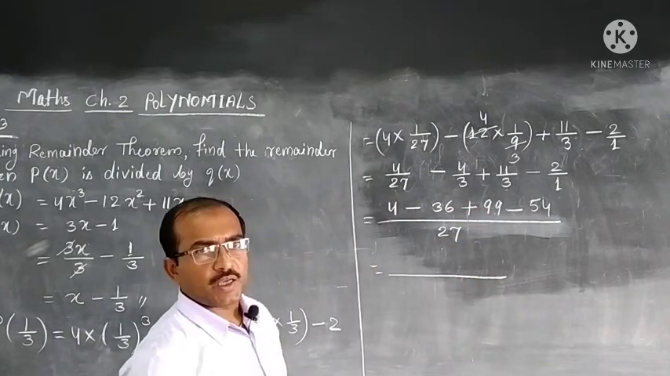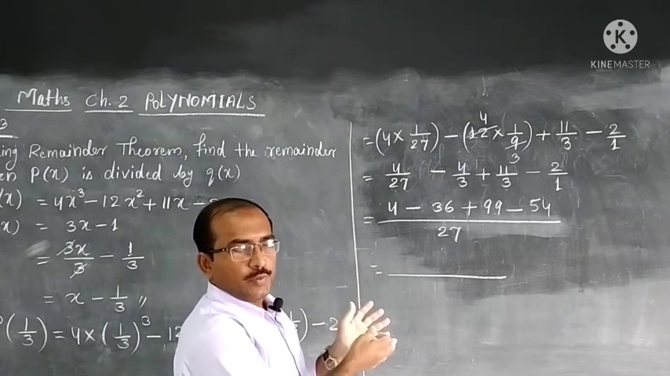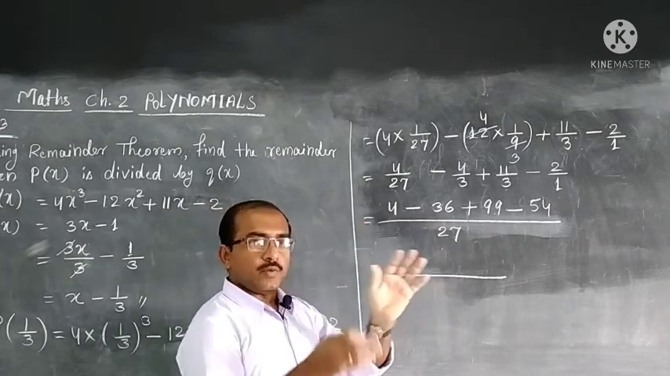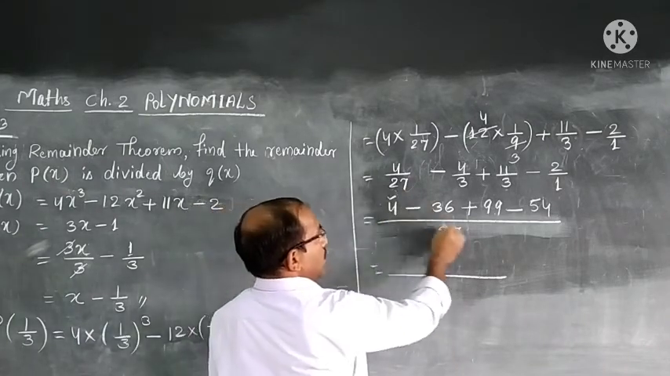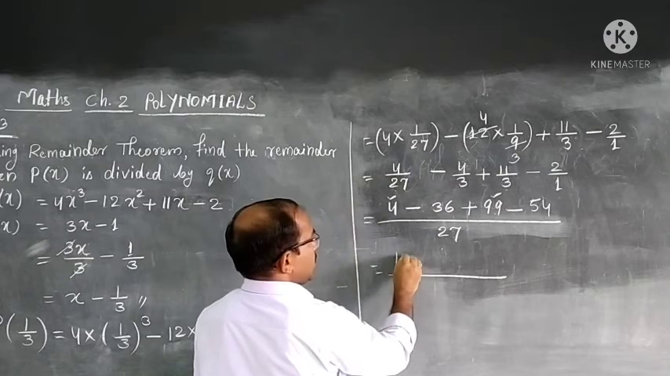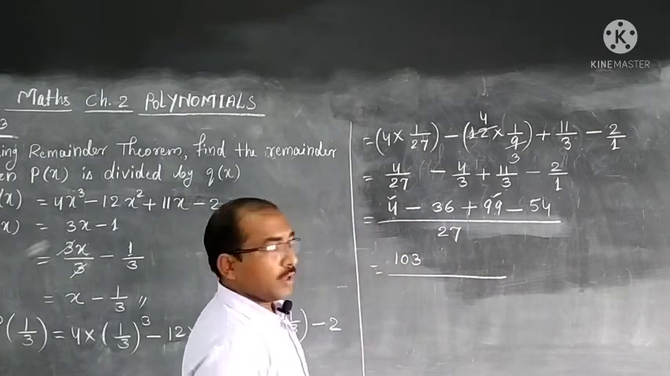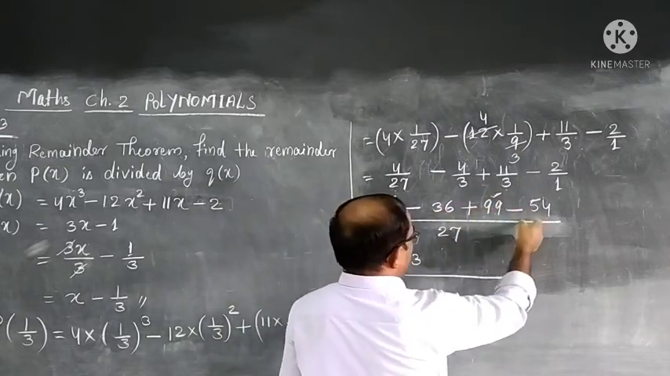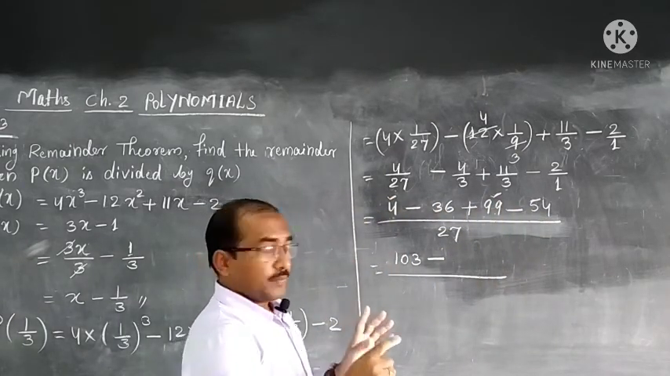Now, some numbers are positive, some numbers are negative. So, we will see which numbers are positive, we will add them, sign will be positive. Which numbers are negative, we will add them also, but sign will be negative. So, 4 and 99, 103, they two are positive, so it remains positive. 36, 54 are negative, so sign will remain negative, but we will add them.